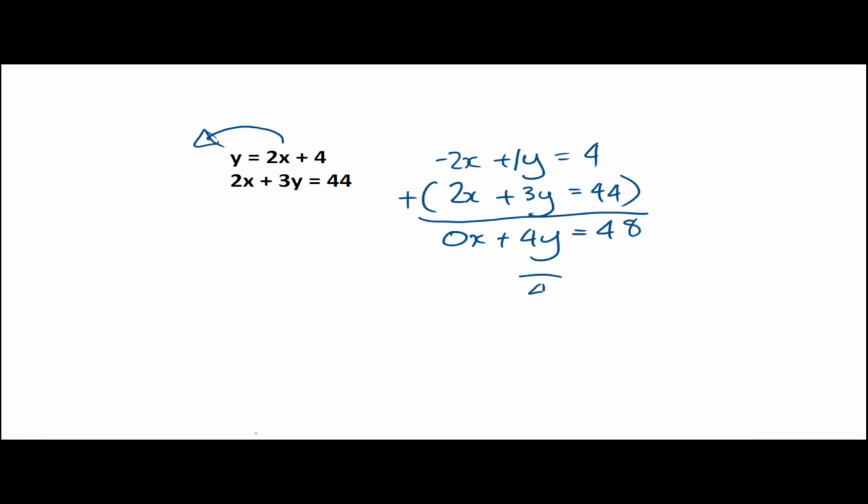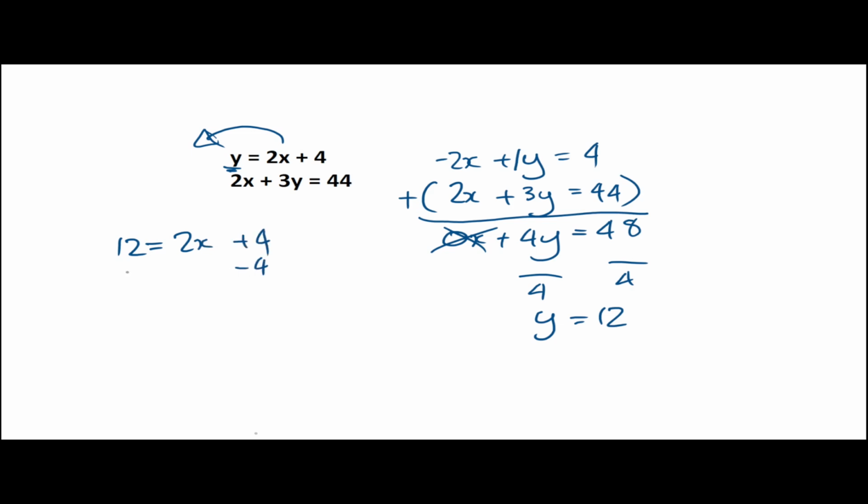We want to divide both sides by 4. Remember, this disappears at 0. So y is going to be equal to 12. And now we have a solution, and let's put it into this one here. So y equals 12. So 12 equals 2x plus 4.